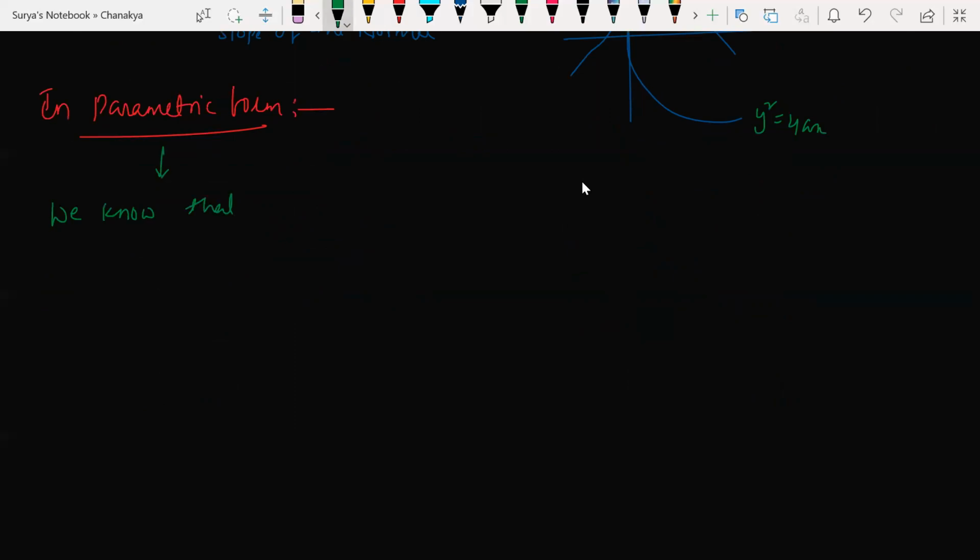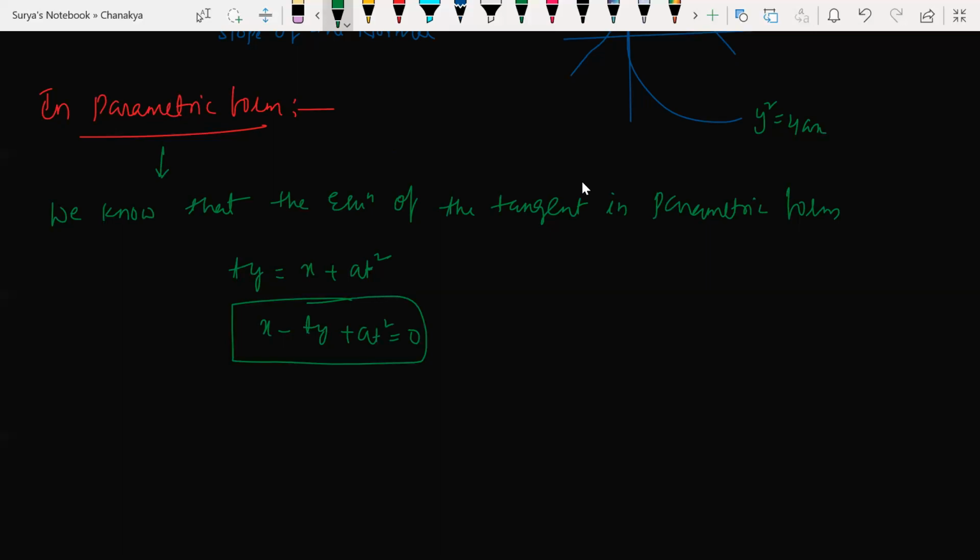We know that the equation of the tangent in parametric form is ty equals x plus at square. I told you this, you can revise your notes. Equation of the tangent in parametric form: x minus ty plus at square is equal to 0. Okay, this is what I got, the equation of the tangent in parametric form.